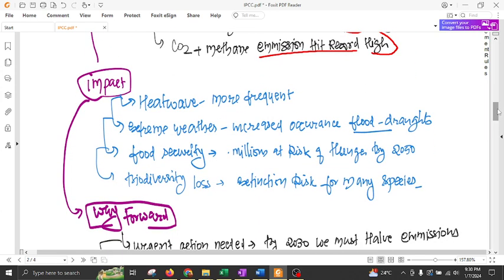So what is the impact of climate change? Rising heat waves, which have been found more frequent, extreme weather conditions such as increased occurrence of floods and droughts, food insecurity all around the world, because millions will be at risk of hunger by 2050. And then there is biodiversity loss, as we have seen many species going extinct in recent years.